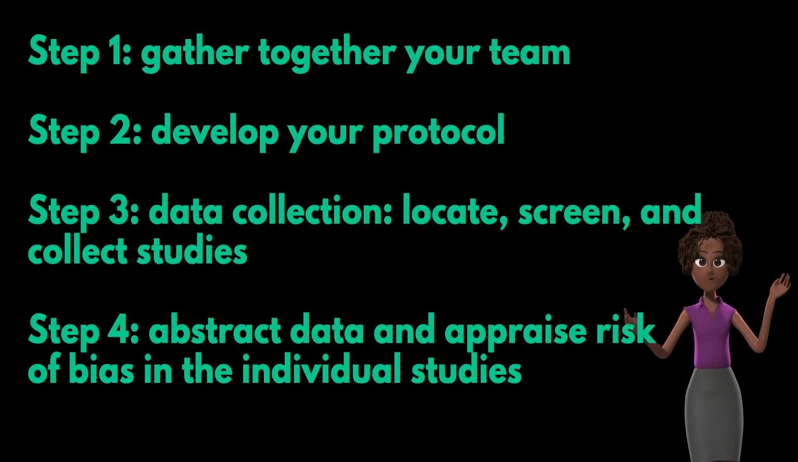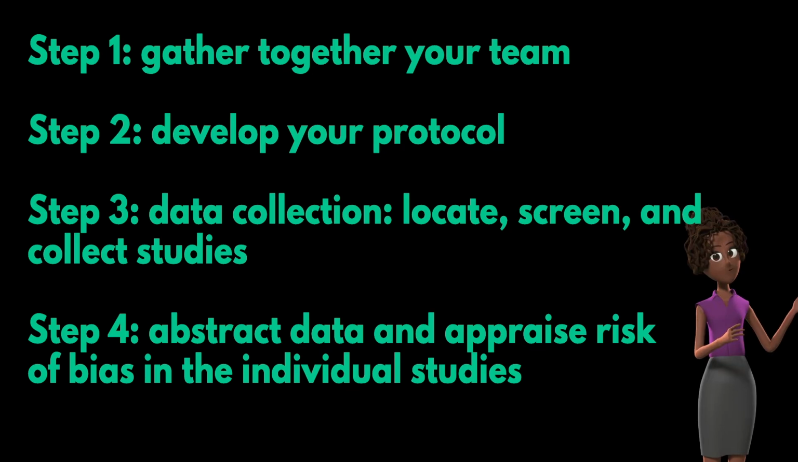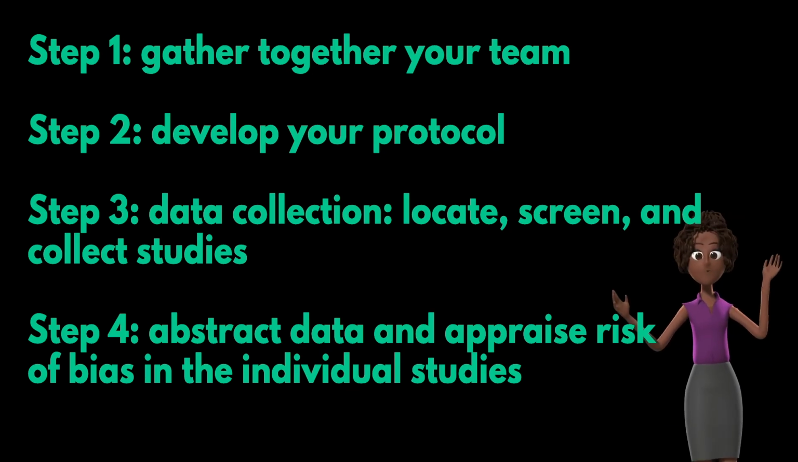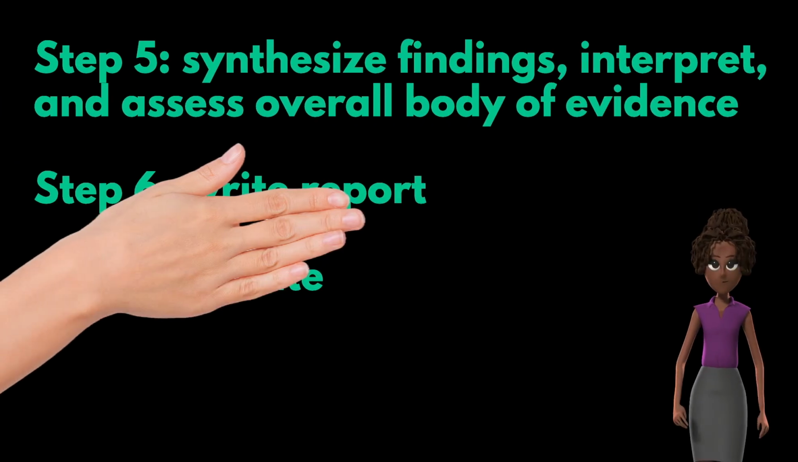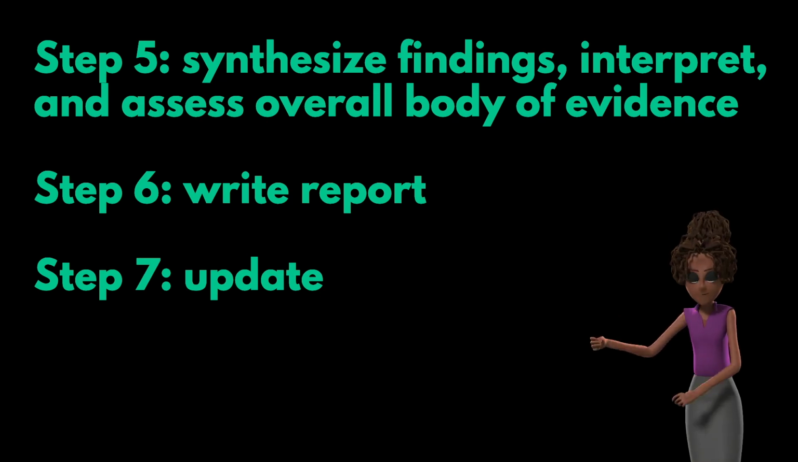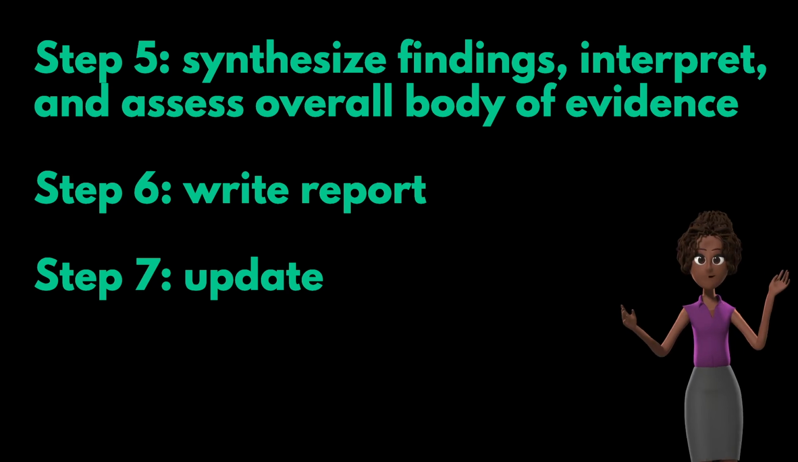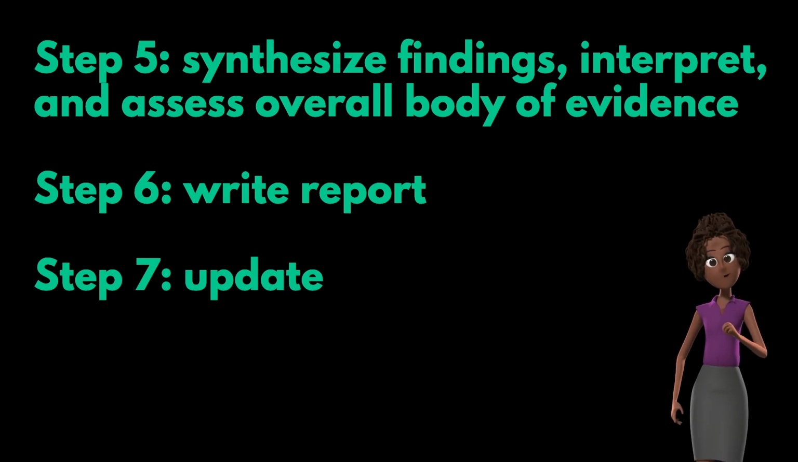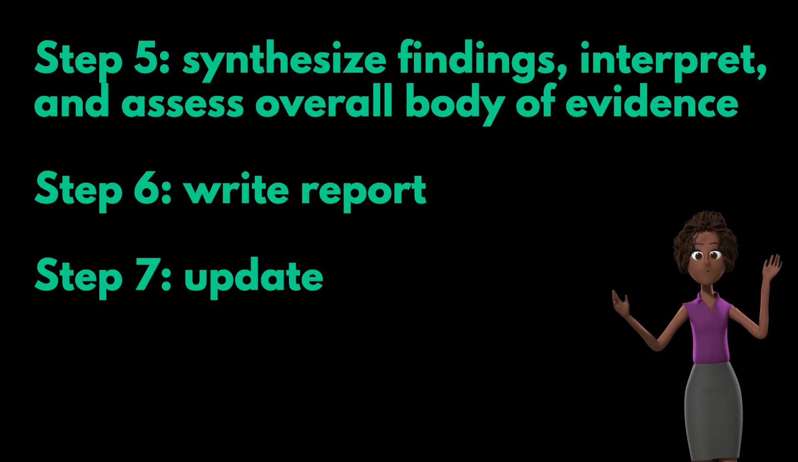After you have your protocol written, you can start your review process by collecting your data, locating the studies, screening the results, and then abstracting the data and appraising the risk of bias in the individual studies. After that, which is now step 5, you will synthesize your findings, interpret, and assess the overall body of evidence. Your report writing will summarize everything you have done so far, and a good thing about systematic reviews is that they can be updated.